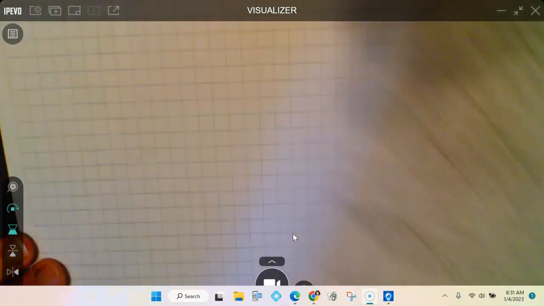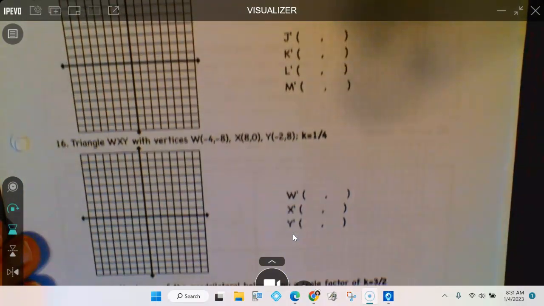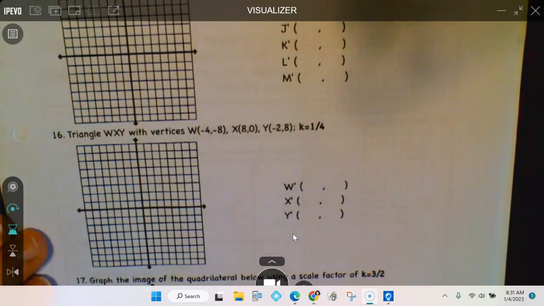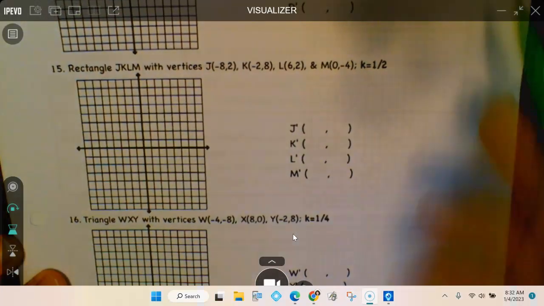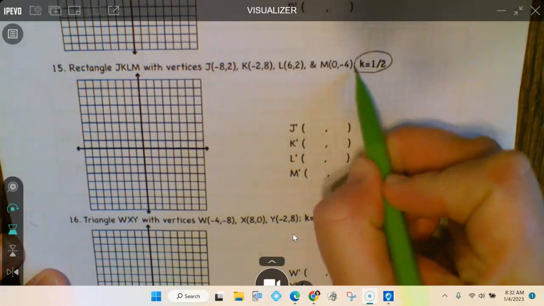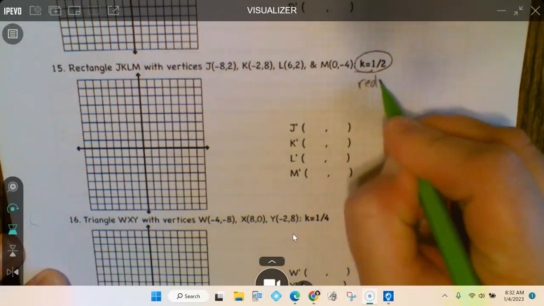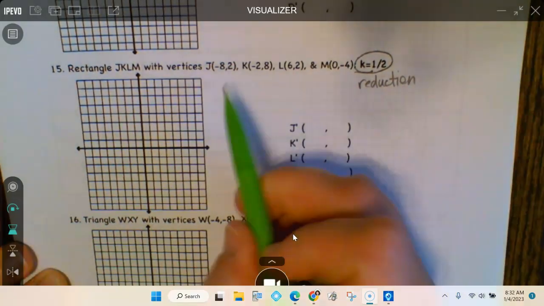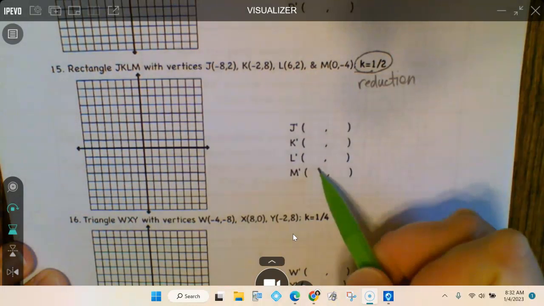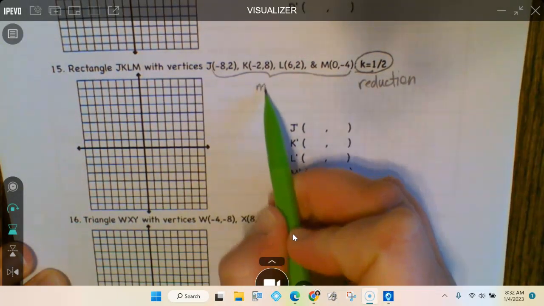Okay, we're going to skip 14. Let's try example 15 right here. So this one has a scale factor of half, which means this is going to be a reduction by half. So I'm just going to focus on the coordinates here. I'm just going to take all these coordinates and multiply by half.